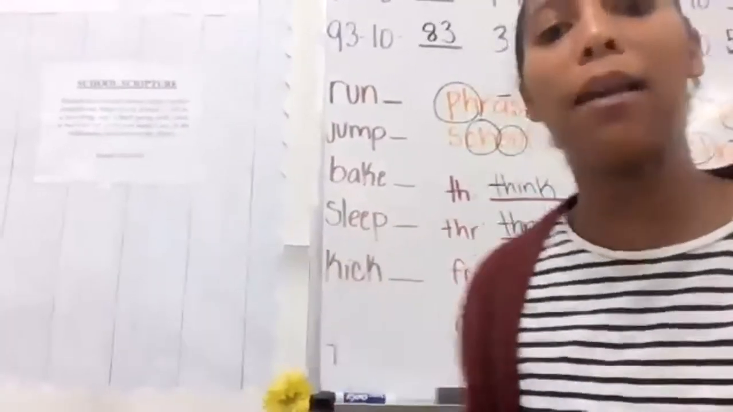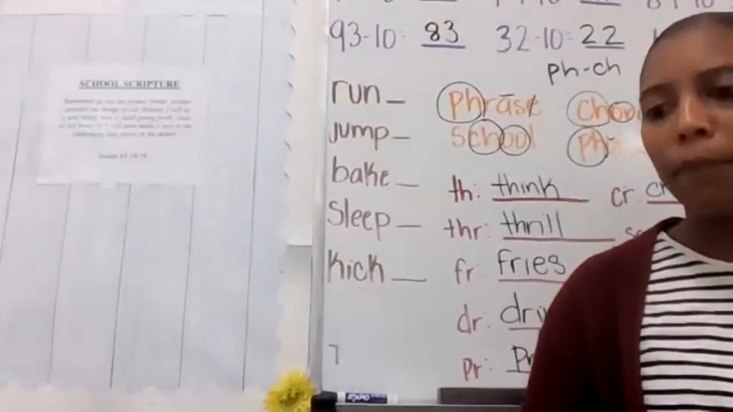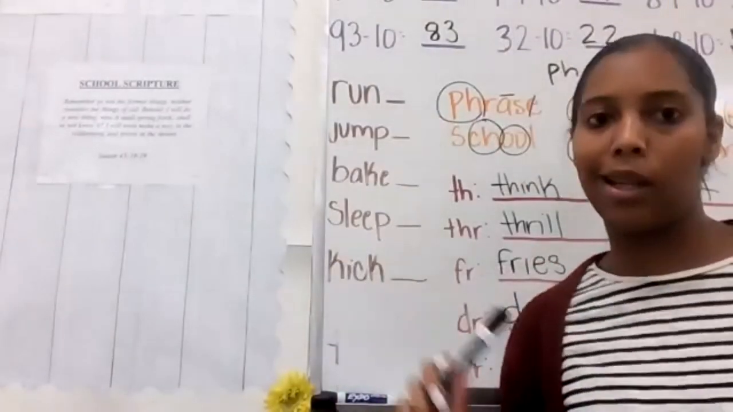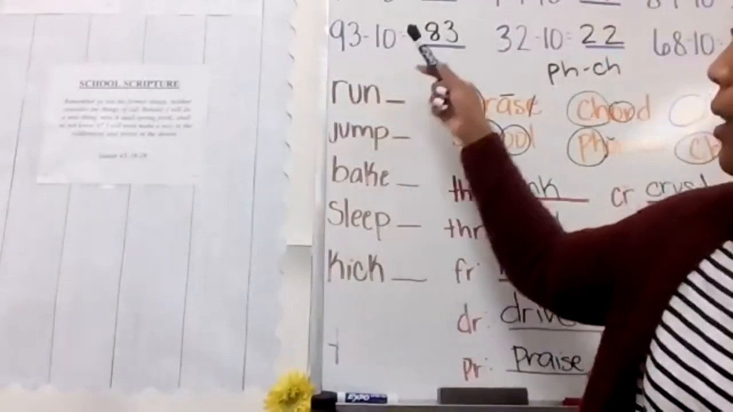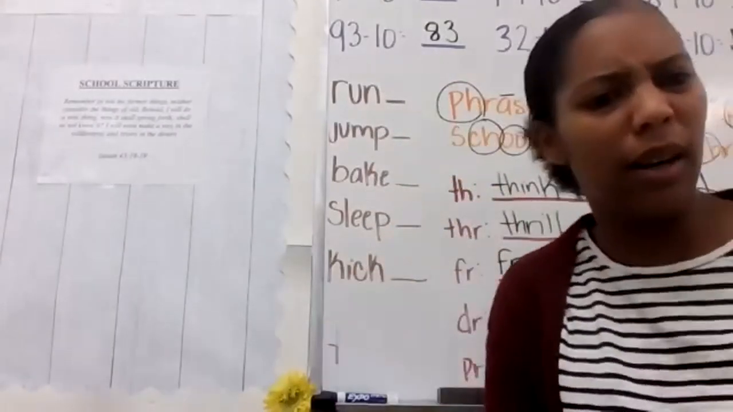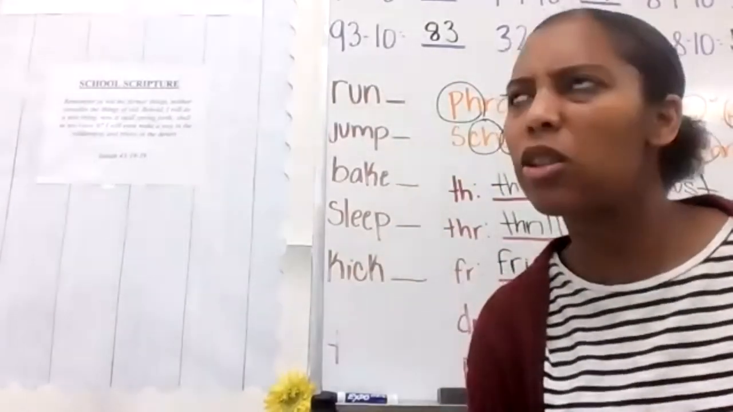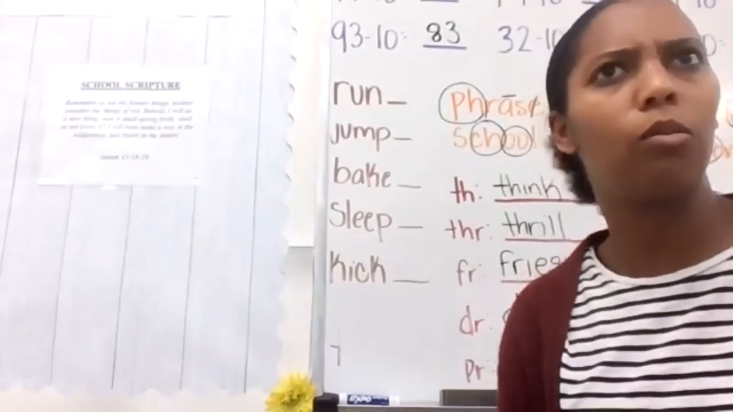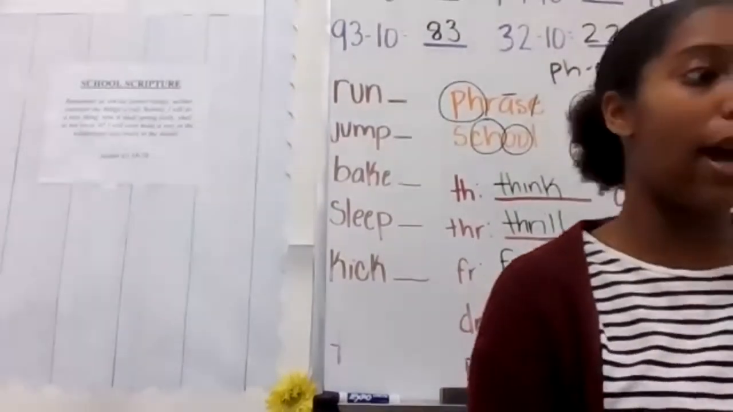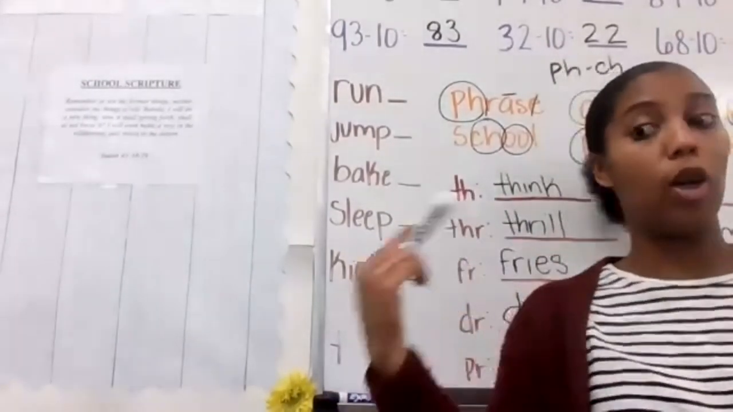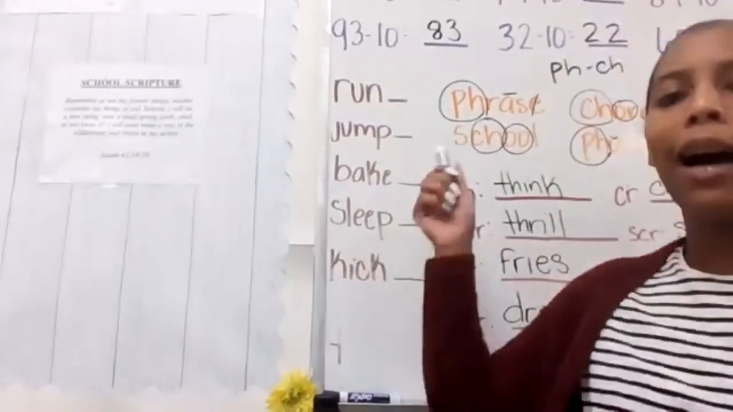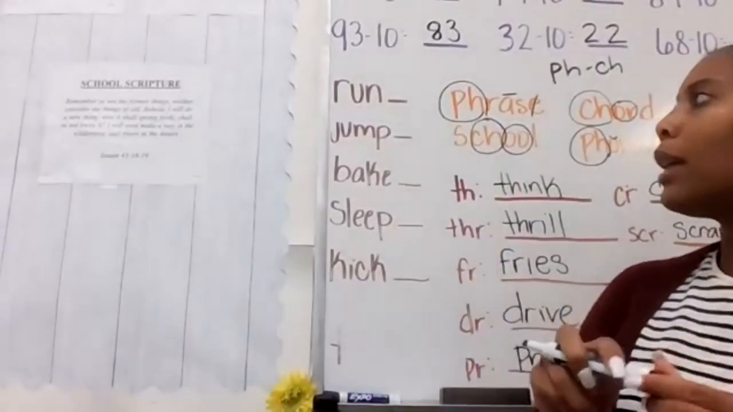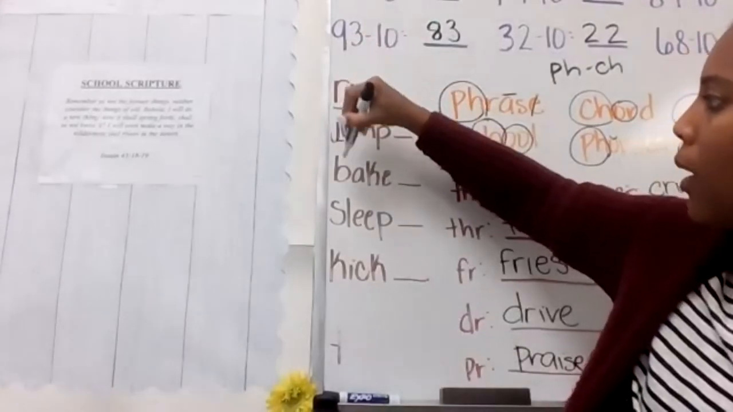All right, let's practice some ABC order. So you tell me, how do I put something in ABC order? How do I know how to put some words in ABC order? And all of these, run, jump, bake, sleep, kick, what are those? They're actions. So how do I put these in order? What am I going to pay attention to? The first letter, and we base it off the alphabet.